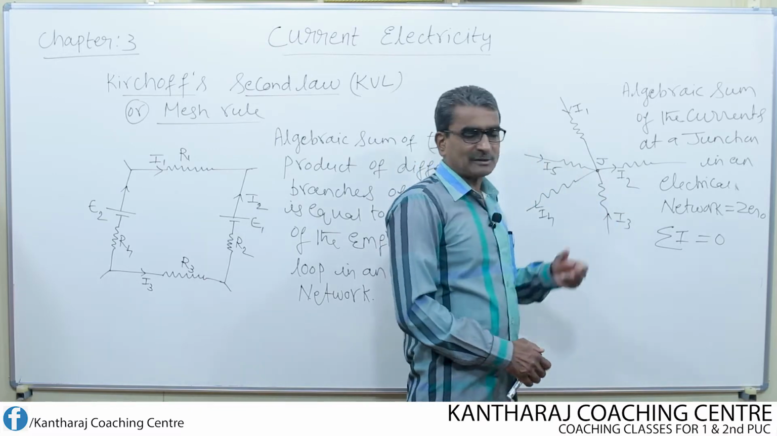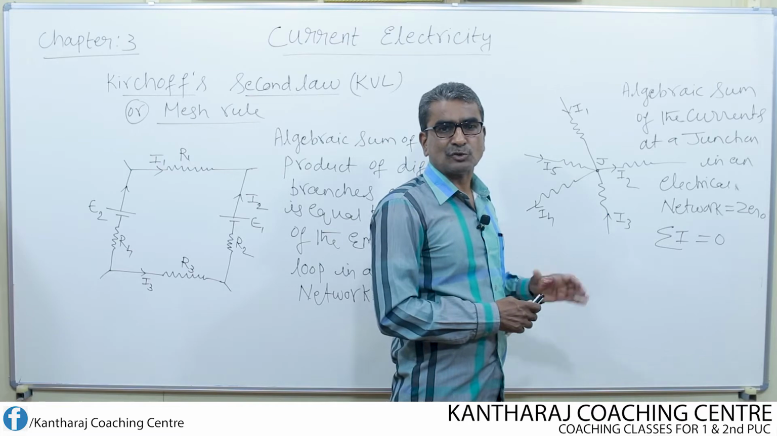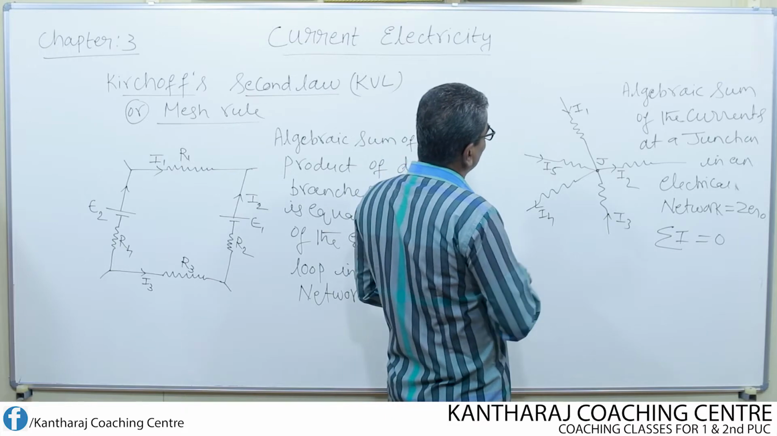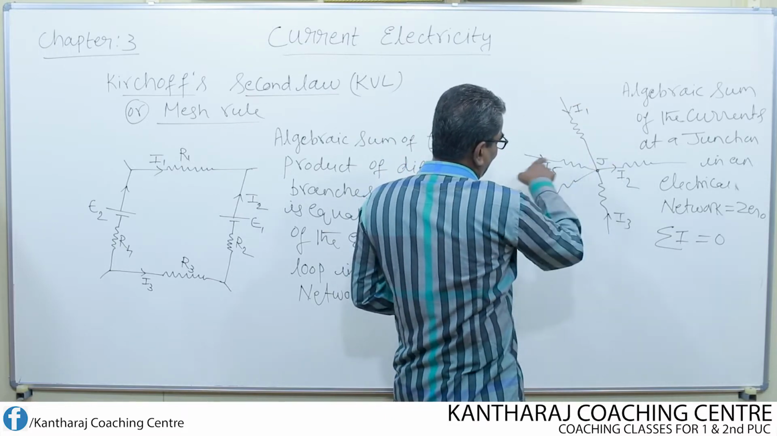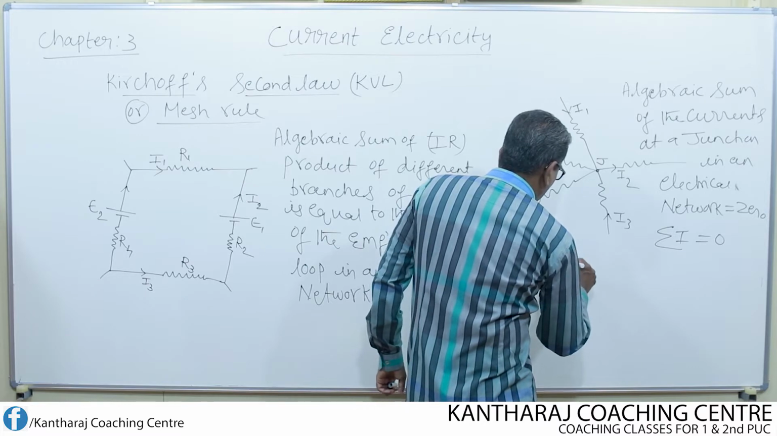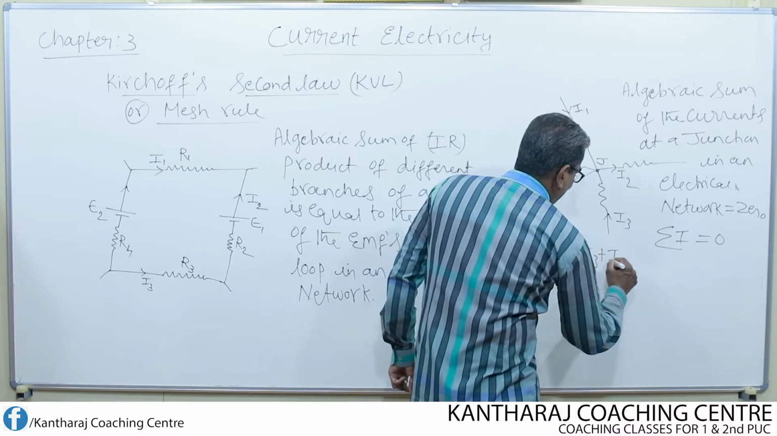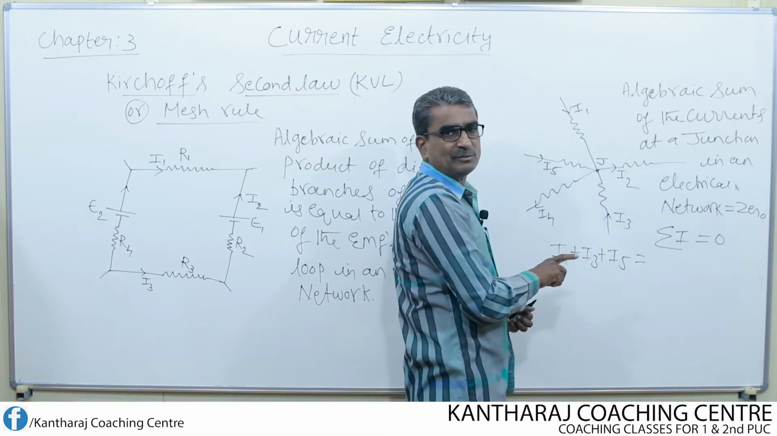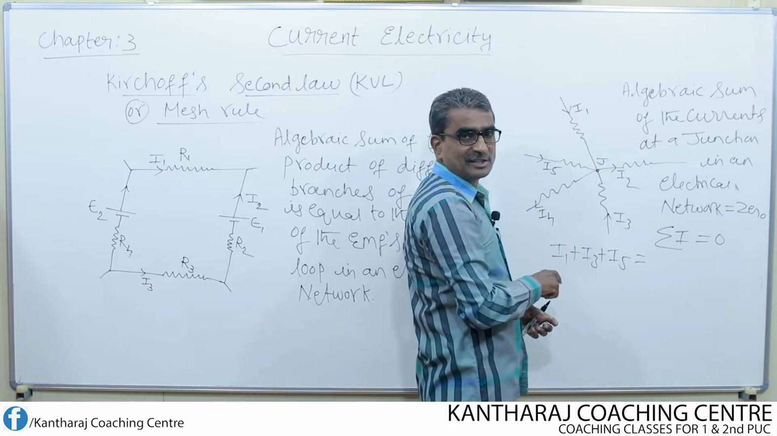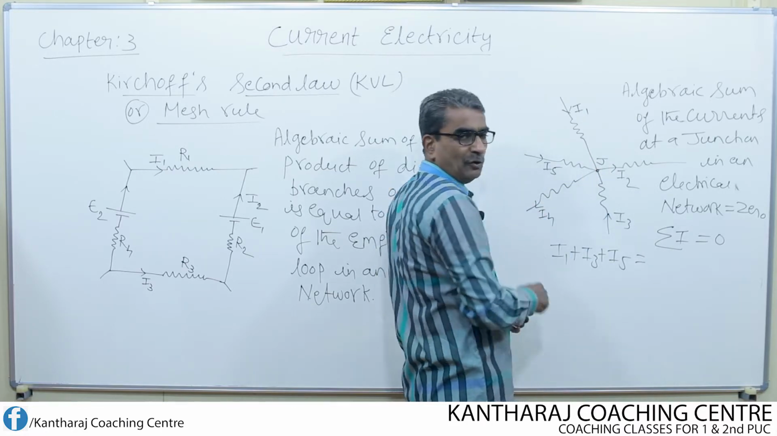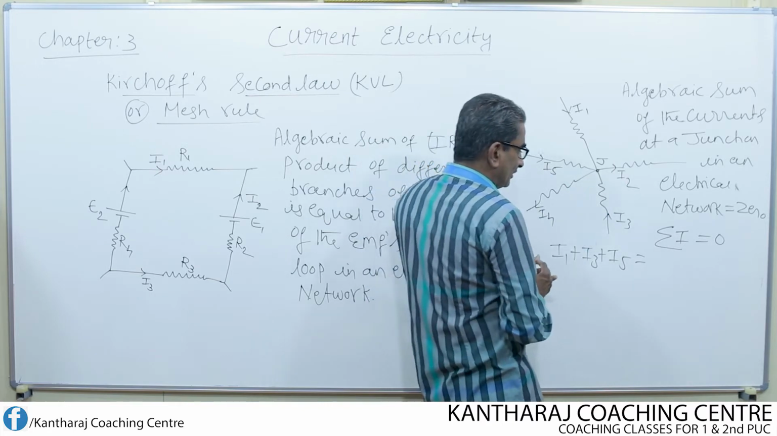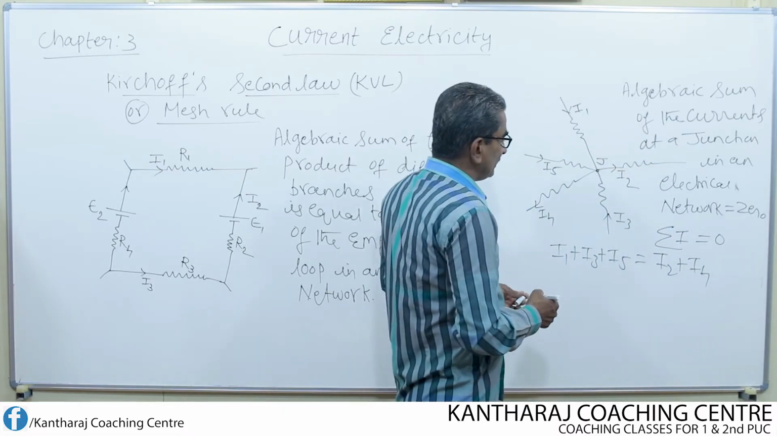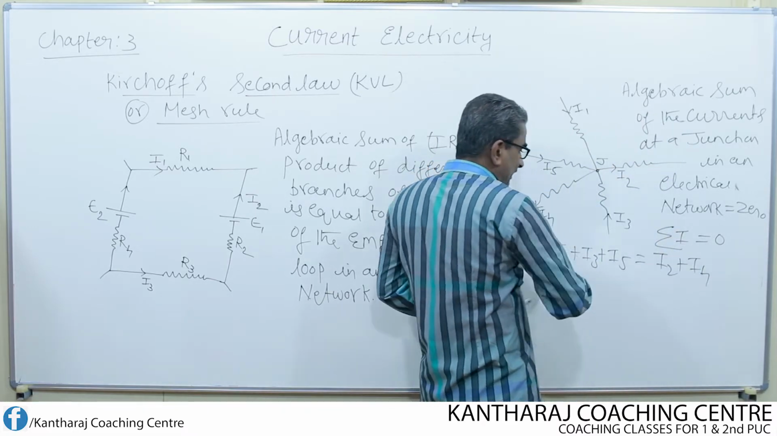So the same law can be expressed in another form also. That means total incoming current equals total outgoing current. What are the incoming currents here? The incoming currents are I1, I3 and I5. Total incoming current I1 plus I3 plus I5 equals total outgoing. Outgoing means current moving away from the junction, and incoming means current moving towards the junction. Outgoing are I2 and I4, so you consider the outgoing currents total, that is I2 plus I4. So this law can be expressed in this form also.